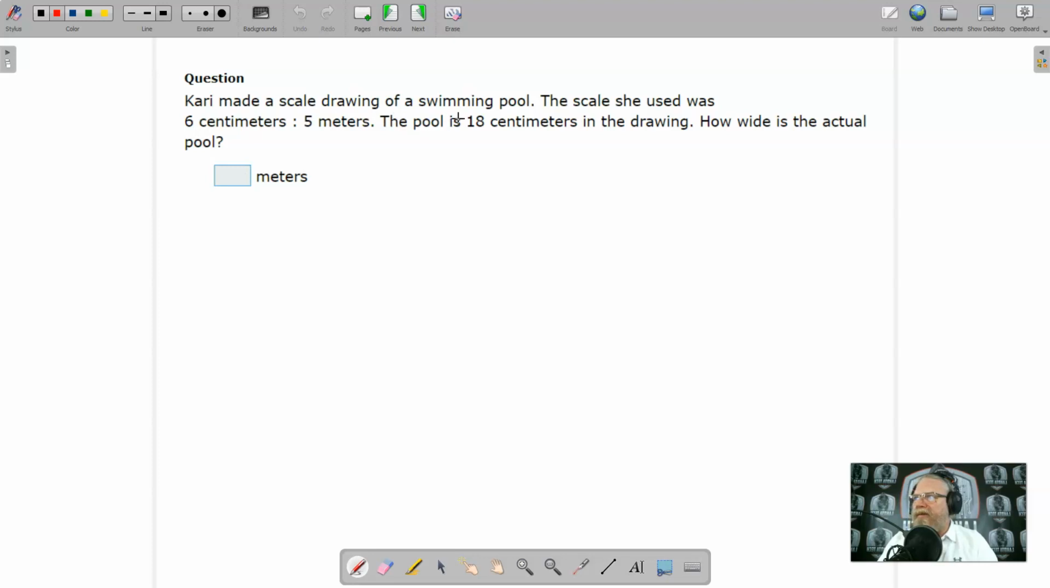Carrie made a scale drawing of a swimming pool. The scale she used was 6 centimeters is to 5 meters. The pool is 18 centimeters in the drawing. How wide is the actual pool? So this time, if we put the real life over here and the scale over here, we're going to find that what we're missing is one of our values from over here on the left with the real world situation. Because they tell us that the scale is 6 centimeters is to 5 meters.